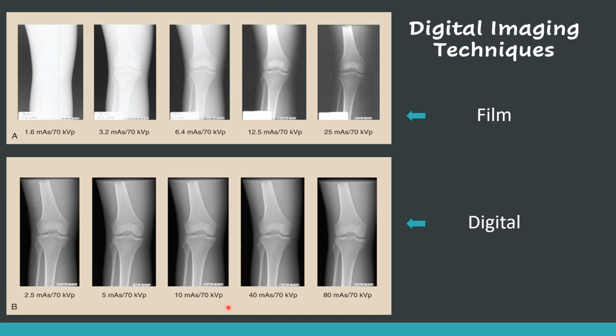Whereas with digital, the computer software kind of cleans up all of our images. 2.5 mAs at 70 kVp gives us the same image as 70 kVp at 80 mAs. So here we can overexpose our image and get the same picture quality as one as low as this one here.